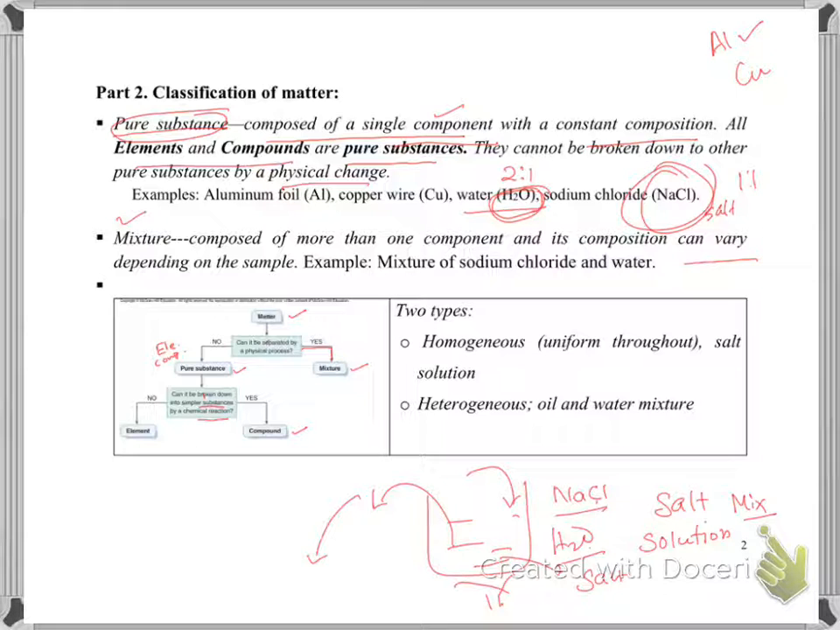So let's start with, for example, copper metal here. Can it be separated by a physical process? No. So it's a pure substance. Can it be broken down into simpler substances? No. So it's an element. Take another example.